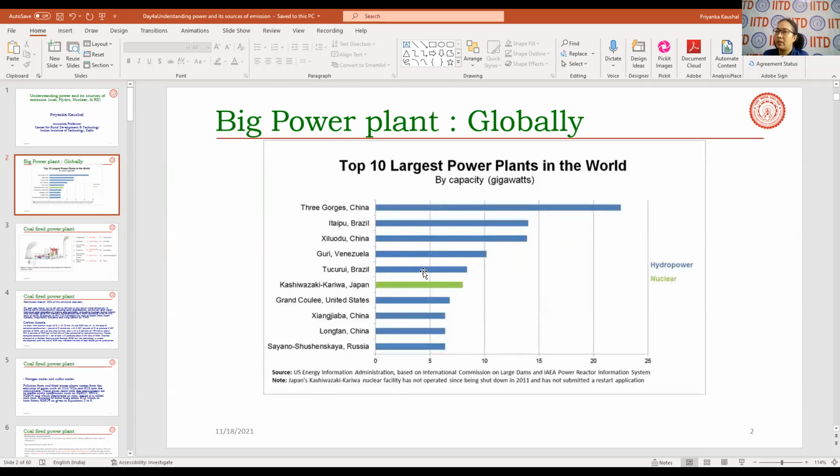This is how it looks in terms of their capacities. So Three Gorges Dam is way too big. And then in the list, we also see that there is a very huge nuclear facility as well. Normally, nuclear plants are relatively smaller in size with respect to hydro-based systems, or to an extent even coal-based systems. But here we see a very large capacity nuclear-based system in Japan.